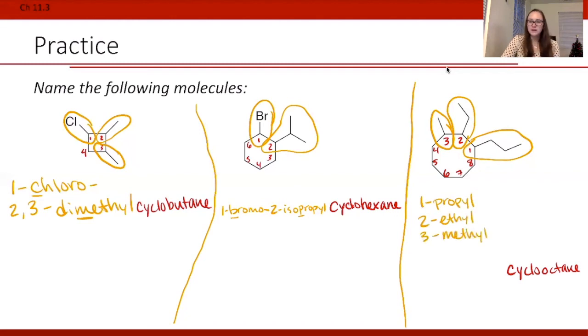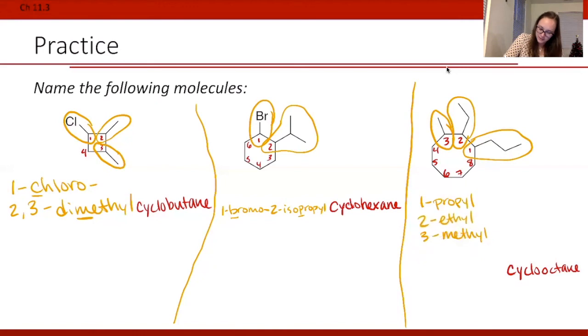So this might be a little bit counterintuitive. You might want to try and do 1 first, 2 second, and 3 third. However, ethyl comes first in the alphabet, followed by methyl, and then propyl is actually last. So ethyl, 2-ethyl is how we start our name.